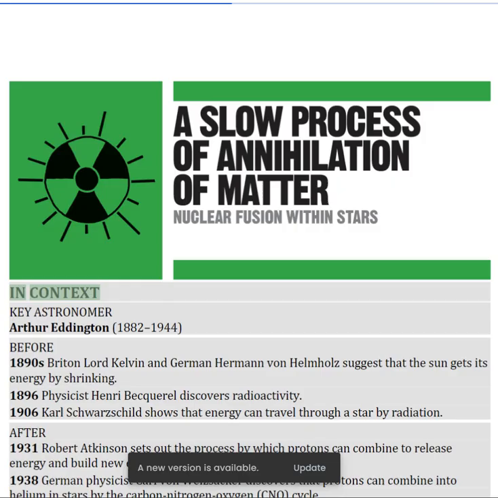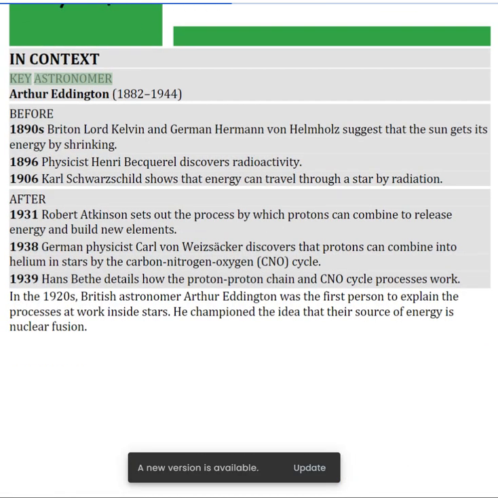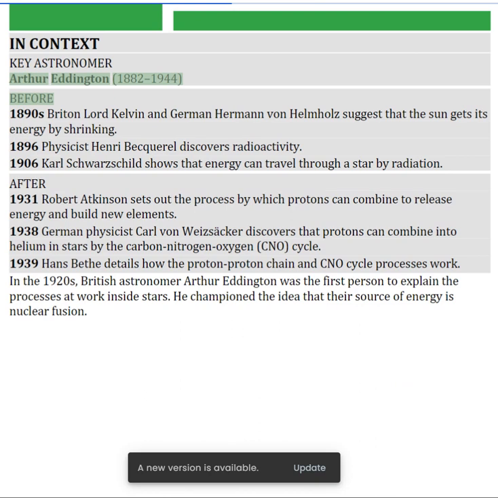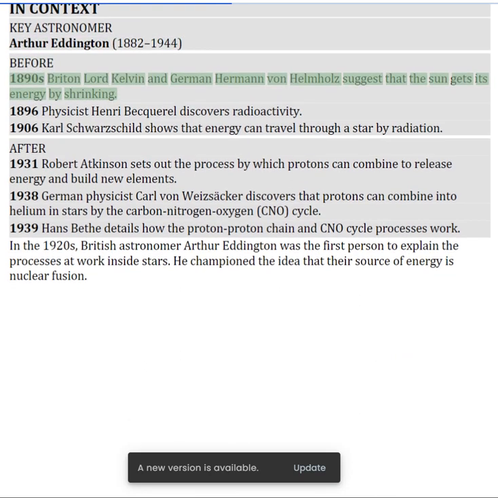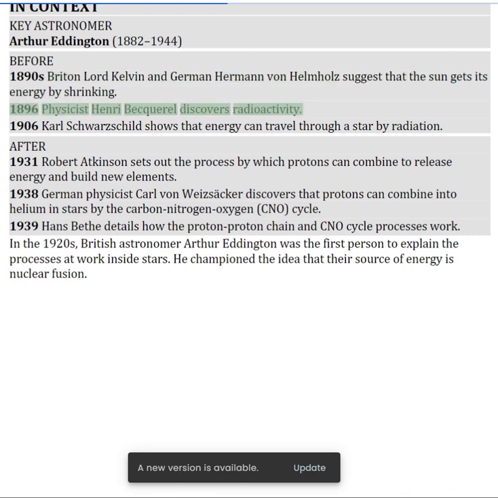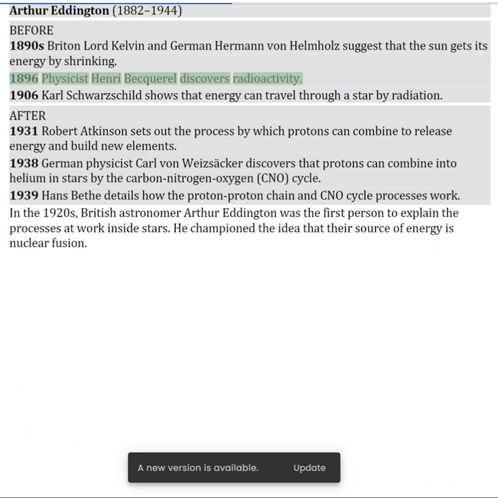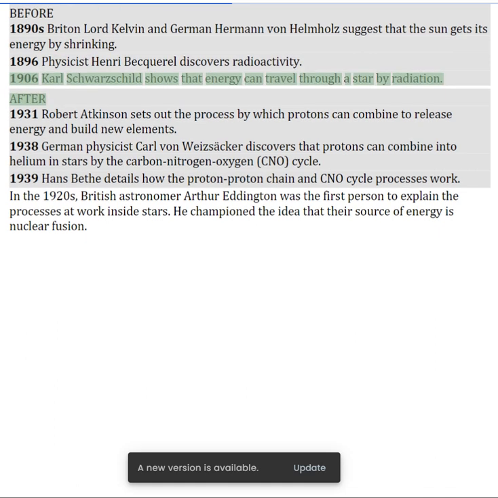In context. Key astronomer: Arthur Eddington. Before 1890s Briton Lord Kelvin and German Hermann von Helmholtz suggest that the Sun gets its energy by shrinking. 1896 physicist Henri Becquerel discovers radioactivity. 1906 Karl Schwarzschild shows that energy can travel through a star by radiation.